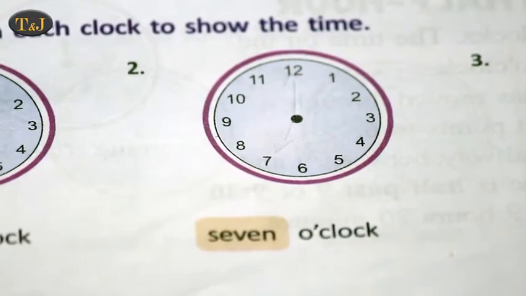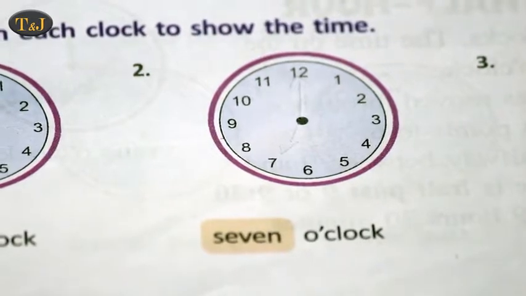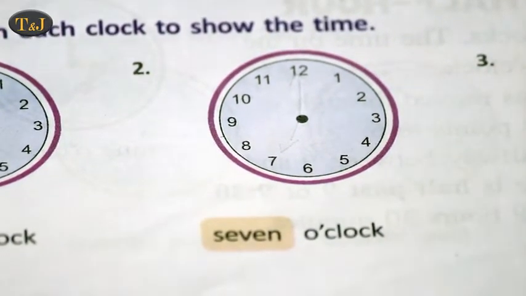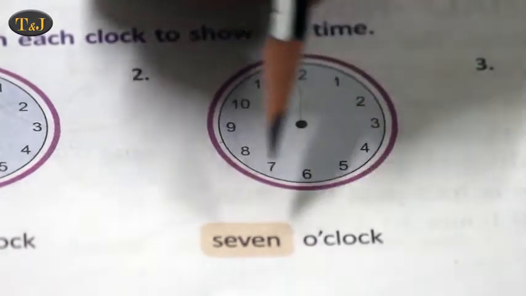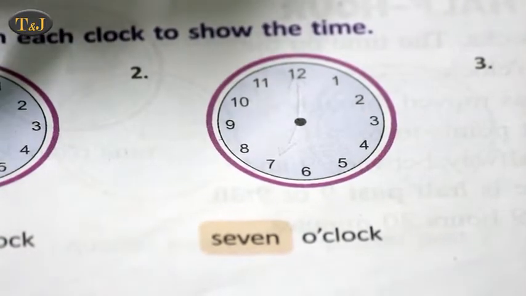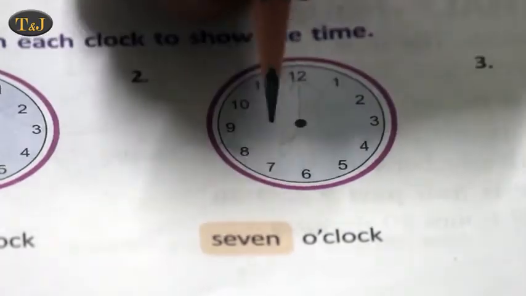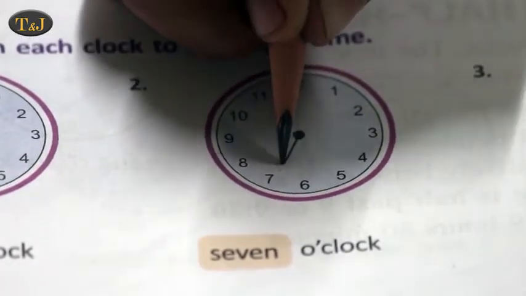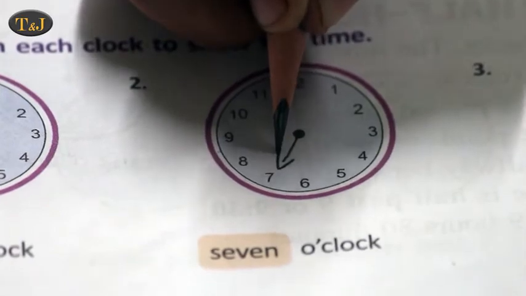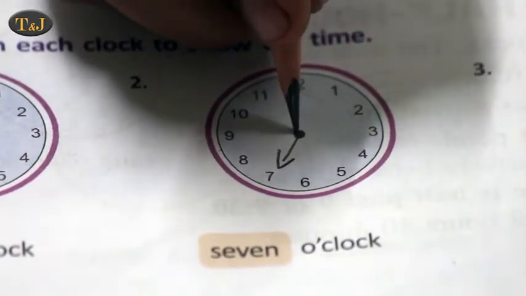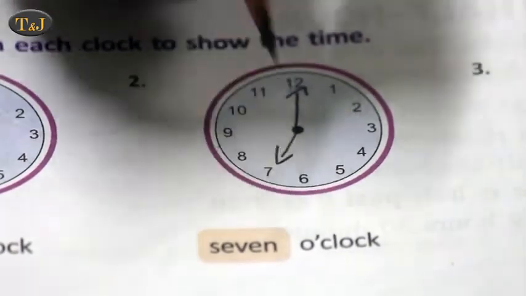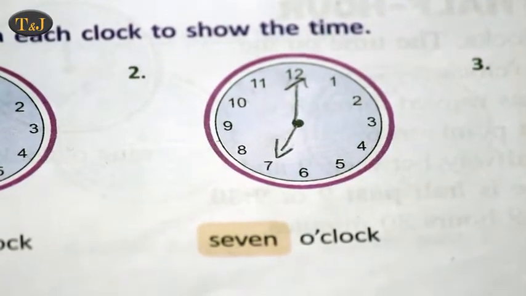Next we move to how to draw the hands on each clock to show the time. Here the given time is 7 o'clock. In 7 o'clock, the short hand is at which number? The short hand is at 7. Then draw the short hand at 7 and the long hand, that means the minute hand, at 12. Then the time is 7 o'clock.